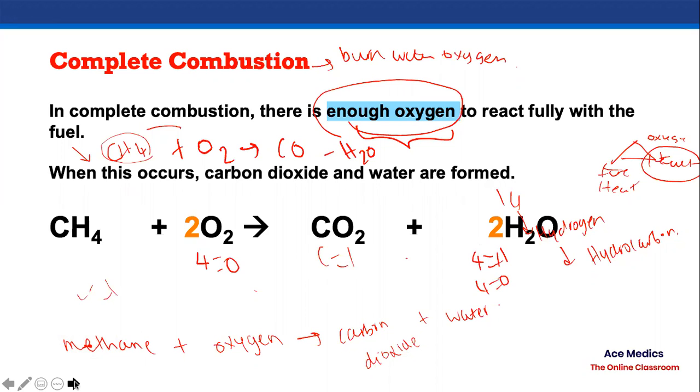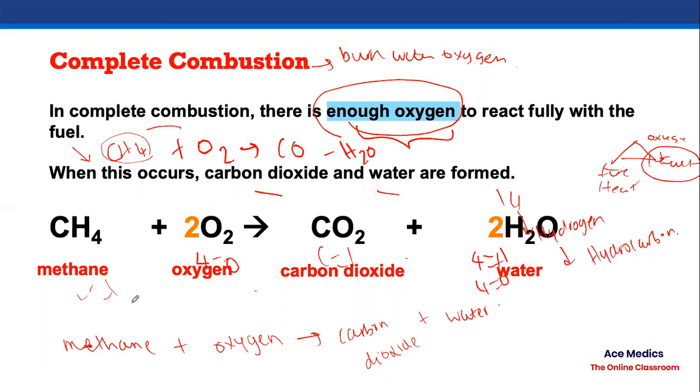Right, next. So that's complete combustion. Remember, in complete combustion, you have enough oxygen, loads of oxygen, and you can react fully with the fuel to break everything down. So methane, oxygen, carbon dioxide, water. And when this happens, you are making carbon dioxide and water.